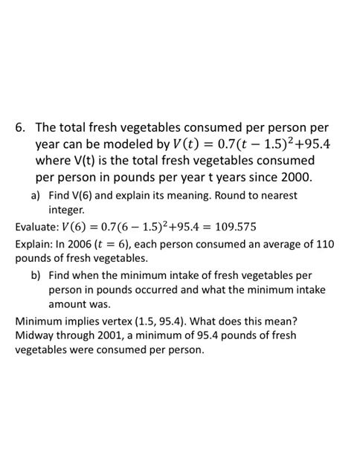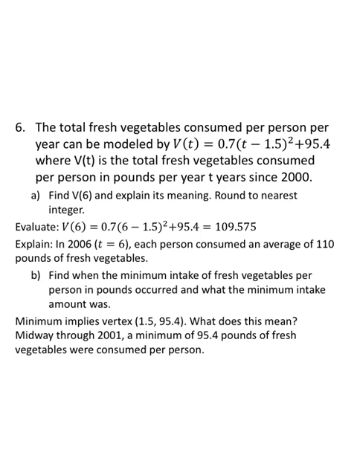One more, let's talk about veggies. The total fresh vegetables consumed per person per year can be modeled by V of t equals 0.7 times the quantity (t minus 1.5) all squared plus 95.4, where V of t is the total fresh vegetables consumed per person in pounds per year, t years since 2000. That V, that's a mouthful. Find V of 6. I was just thinking that would have been a great example if it was V8, but we'll stick with what we have. Find V of 6 and explain its meaning. Round to the nearest integer.